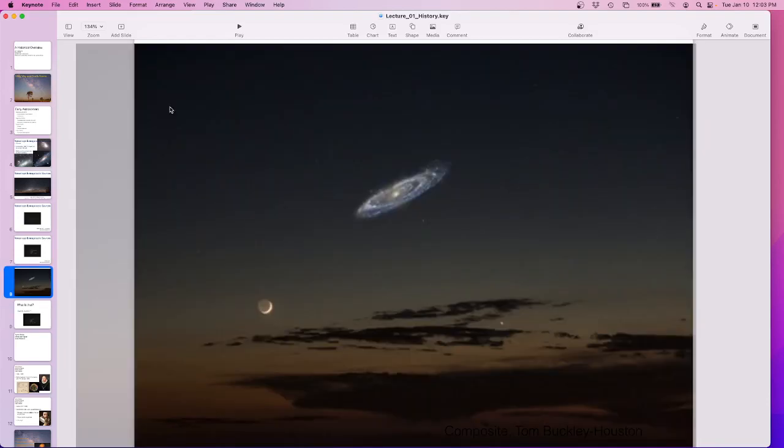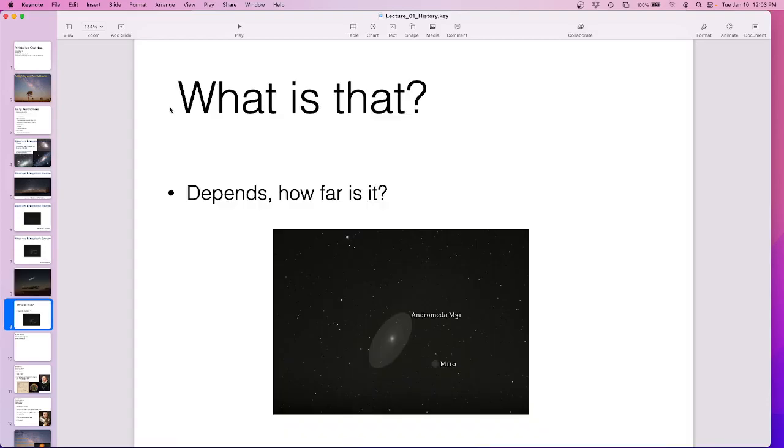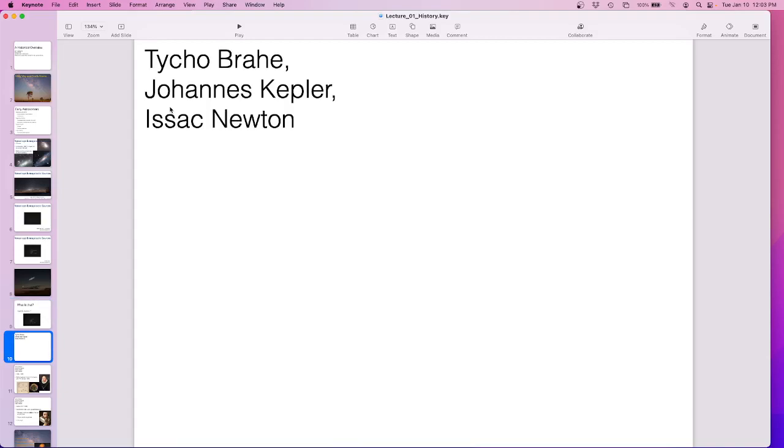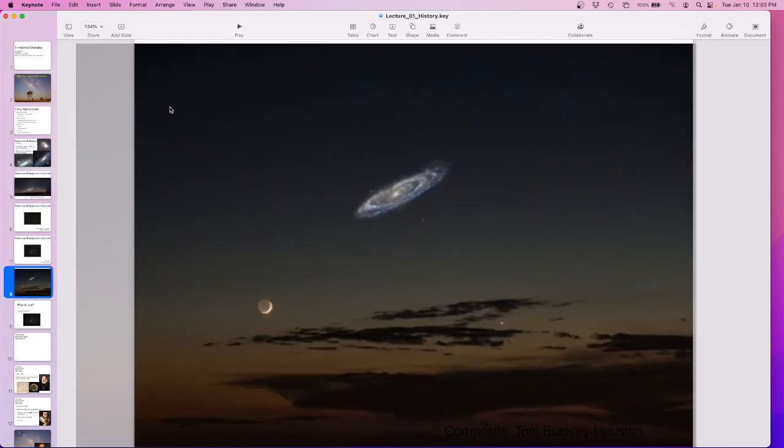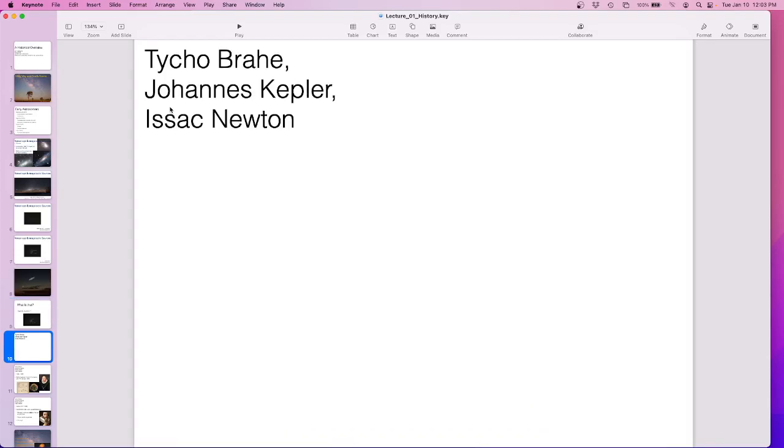So what is this object? Depends on how far away it is. If it's in the Earth, then it's a cloud or something. If it's in the galaxy, then it's some kind of nebula. If it's outside of the galaxy, then it's maybe another galaxy. So it's a difficult problem of determining what this object is. So we'll get back to that. So how do you figure out how far away that is? We'll talk about that in a second.